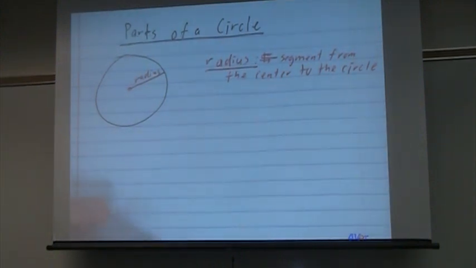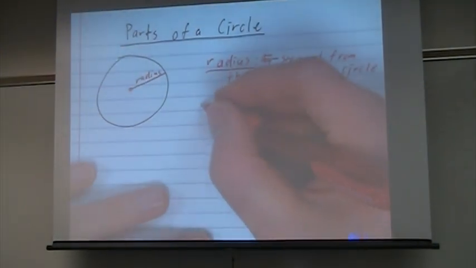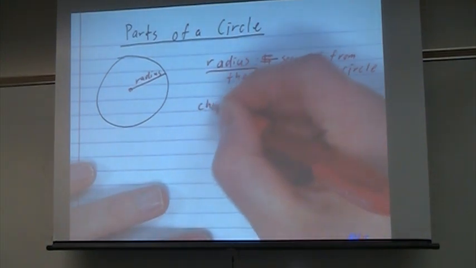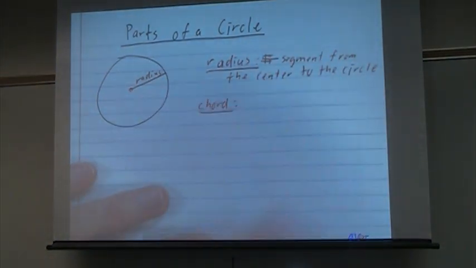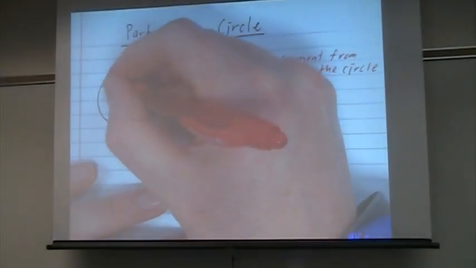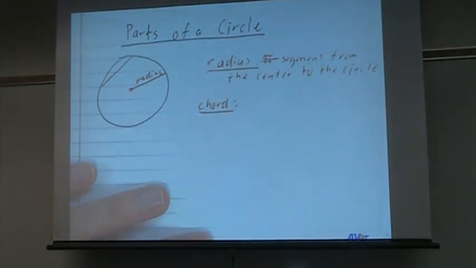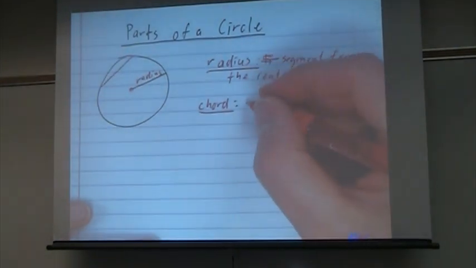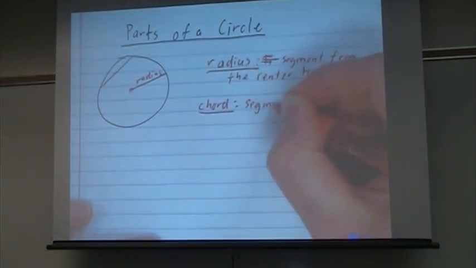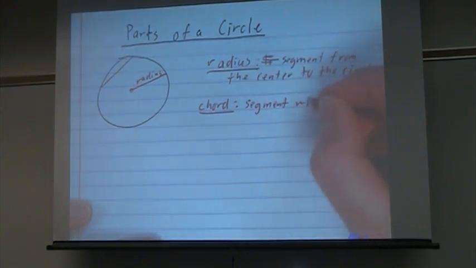Now, we also have a new term called a chord. All a chord is, well, I'll draw a picture first. The chord just looks like this. Well, what is it? It's just a segment that starts at one side of the circle and goes to the other. That's all a chord is. A segment with endpoints on the circle.